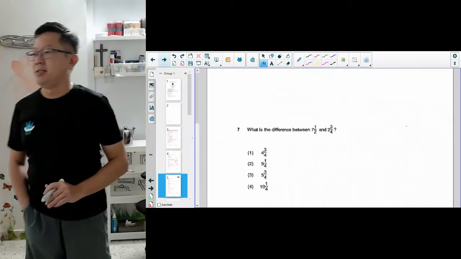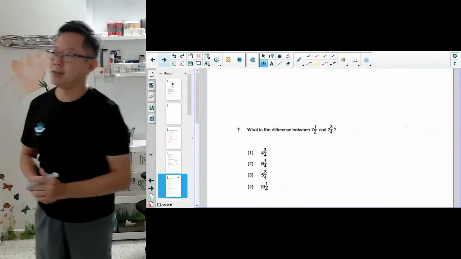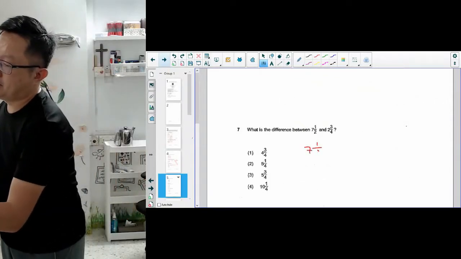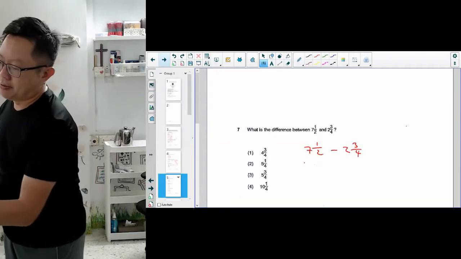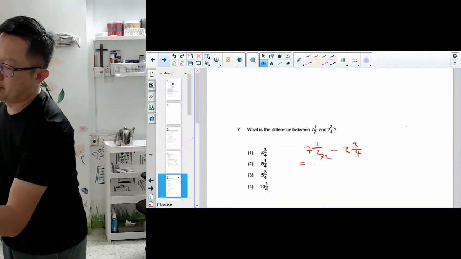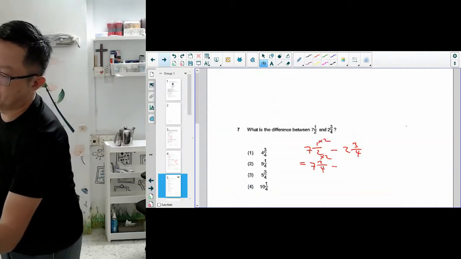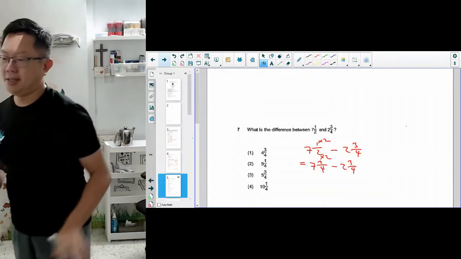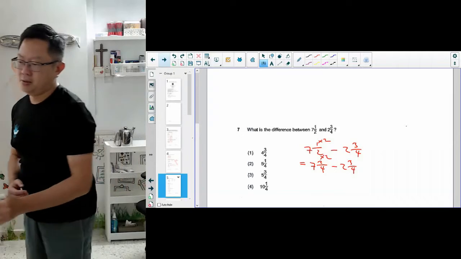Now what is the difference between these 2 fractions? So now you're tested on how to minus the fractions. So you have 7.5 minus 2 3/4. So the denominators are different, so you have to make them the same. So you take 7 2/4 minus 2 3/4. And then there's a problem because 2/4 cannot minus 3/4. So you will have to borrow.